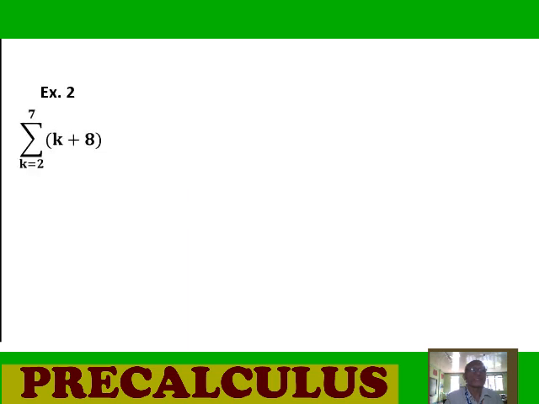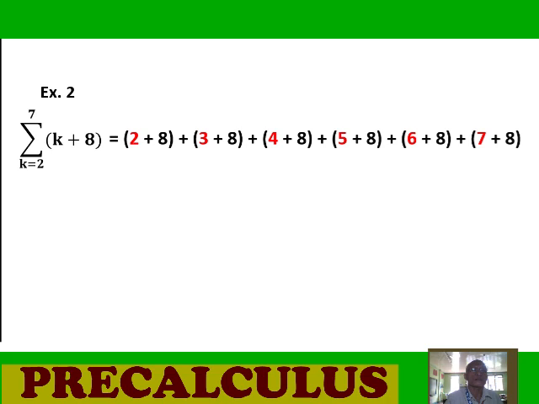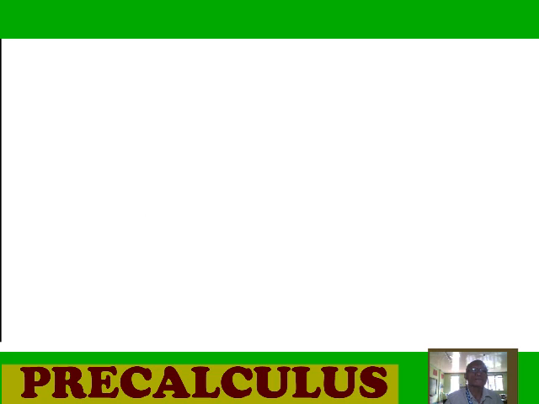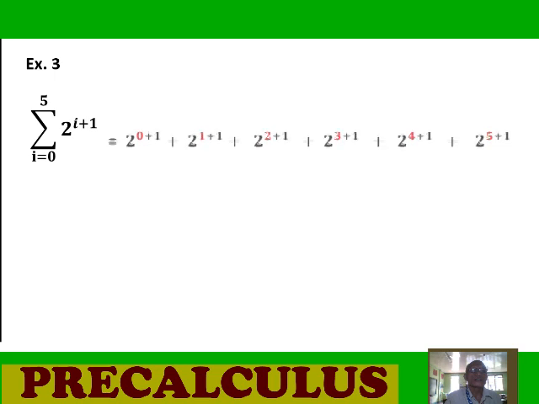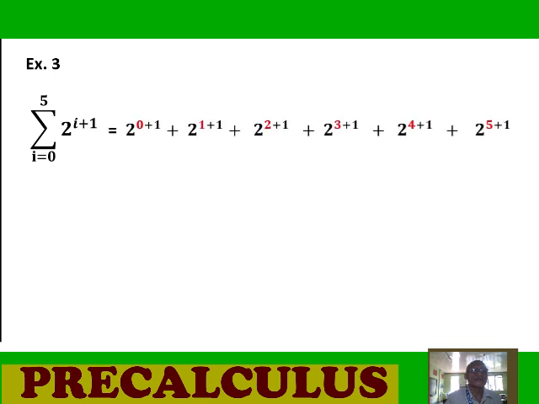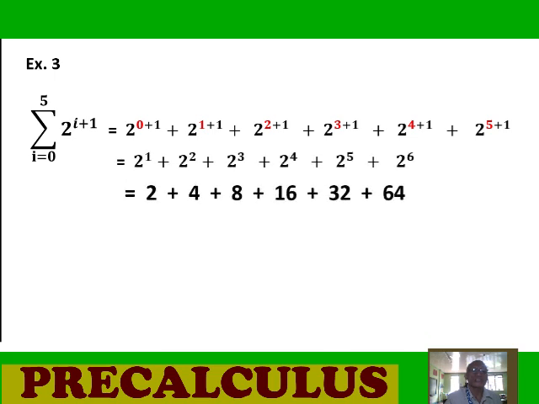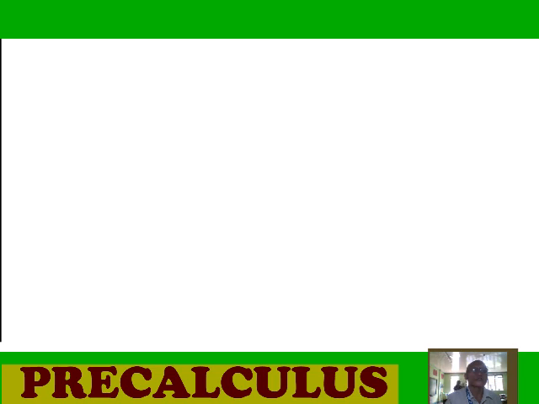Next, the summation of k plus 8 as k goes from 2 to 7. Substitute k starting from 2, 3, 4 up to 7, add, combine, so the summation is 75. Next, the summation of 2 to the power of i plus 1 as i goes from 0 to 5. Substitute i starting from 0, 1 up to 5, simplify and raise to powers, so the summation is 126.